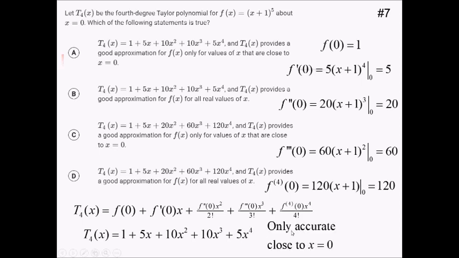And as we said, this is only going to be accurate close to 0 because that was the value at which you found all these derivatives. So all bets are off the further out you move from 0. So that then means we're going to have answer choice A.